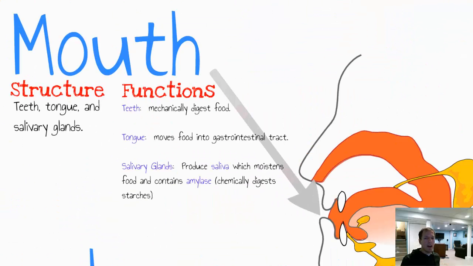Starting with the mouth, the mouth is made up of the teeth, the tongue, and the salivary glands. There's mechanical digestion happening here through both the chewing of food and the mixing of food by the tongue. And then the salivary glands are producing saliva. Saliva adds moisture to the food and also contains amylase, which is the enzyme that begins the digestion of starches. That's why if you chew a starchy food for a long period of time, it'll start to taste sweet after a few minutes, because the enzyme has turned the starch into sugar.